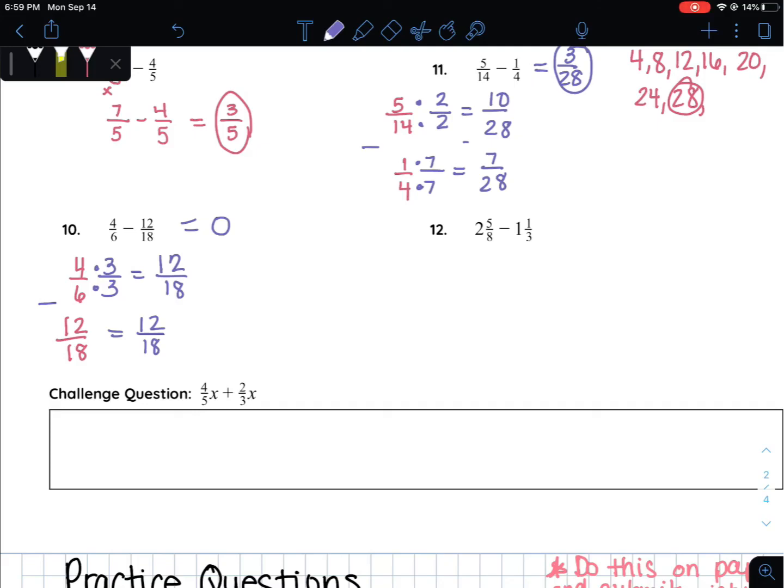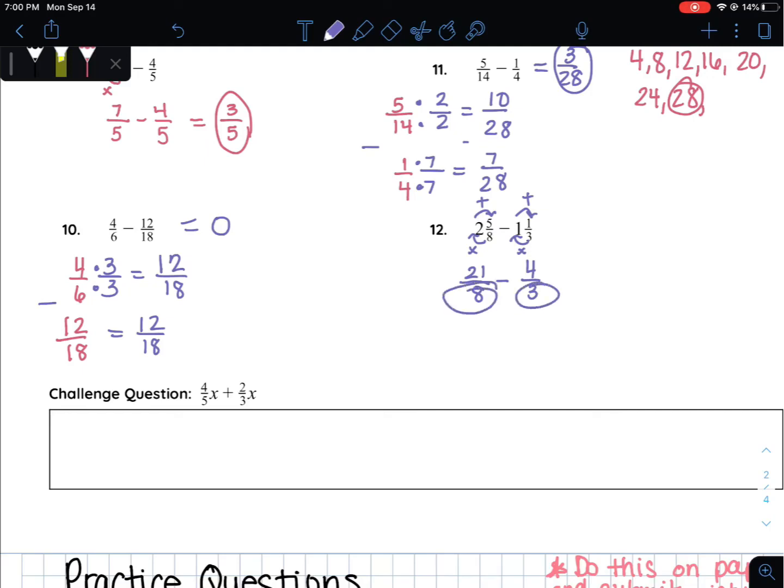Okay, last one. This one's a little harder. It's got 2 mixed numbers. So multiply and then add. 8 times 2 is 16. Plus 5 is going to be 21/8. Minus, go ahead and multiply and then add. So 3 times 1 is 3 plus 1 is 4 thirds.